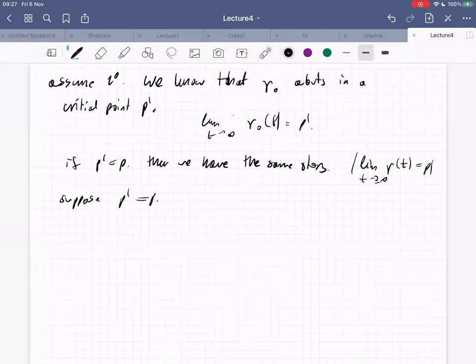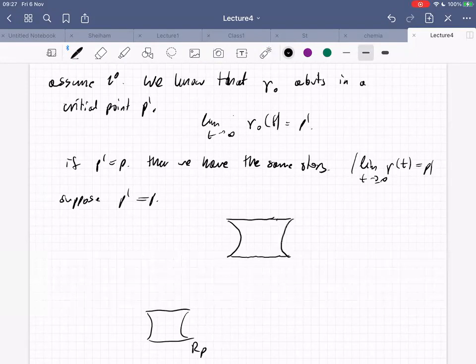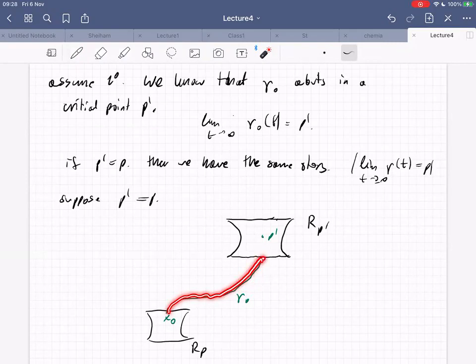So what happens? I have my RP, and I have my RP prime. I start at x naught. I hit P prime. So I have a trajectory that goes in here. This is gamma naught. Now, this trajectory goes in infinite time to P prime, but to that point, it takes finite time. Okay? Is it clear? It is a trajectory connecting two points. Let me call this point z naught.